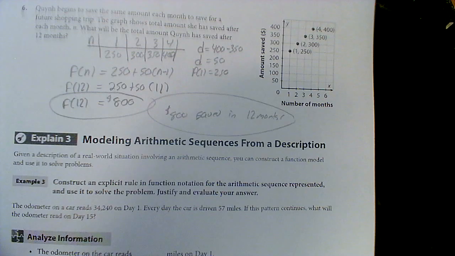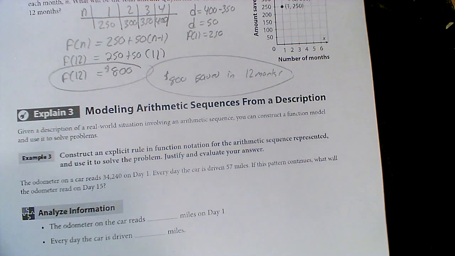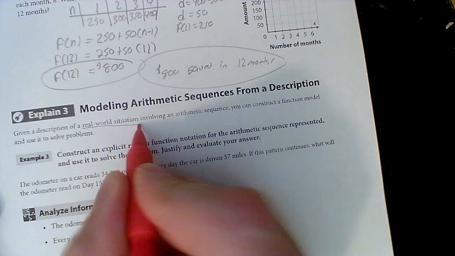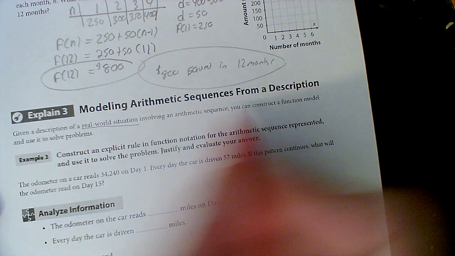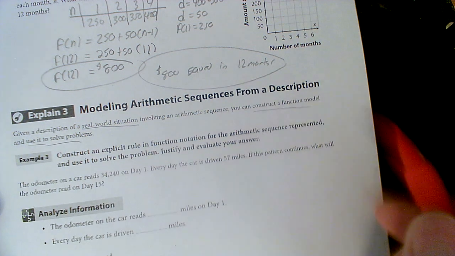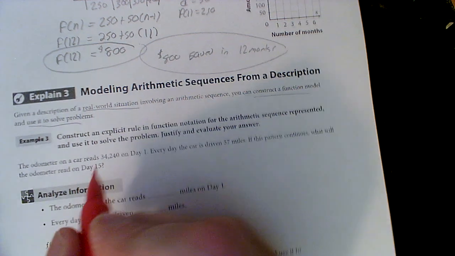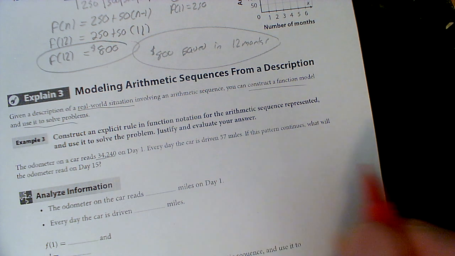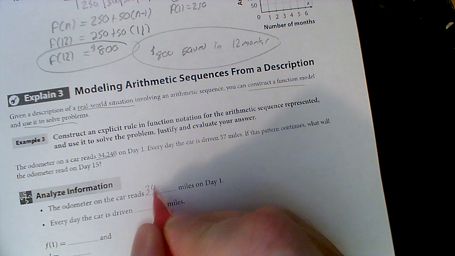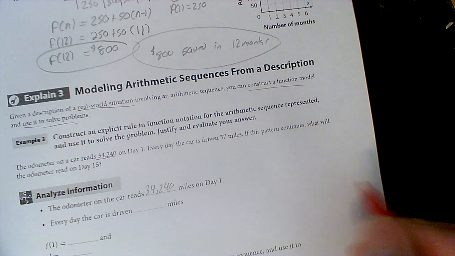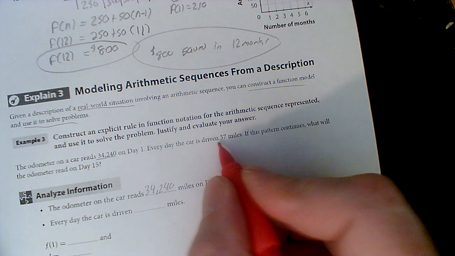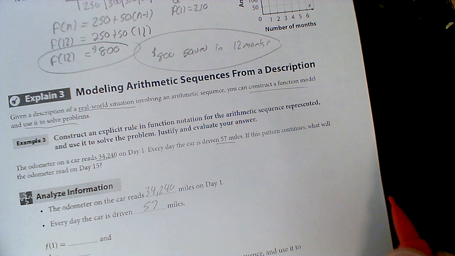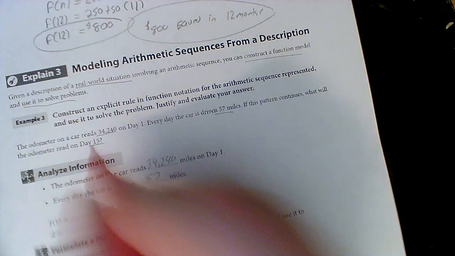Let's keep going. We've got a word problem here. Oh, cool, we can do this no problem after everything else. So we have a real world situation. You can construct a function and use it to solve problems. So let's do it. An odometer on a car reads 34,240 on day 1. Every day the car is driven 57 miles. Wow, they gave us everything we need. The pattern continues. What will the odometer read by day 15?